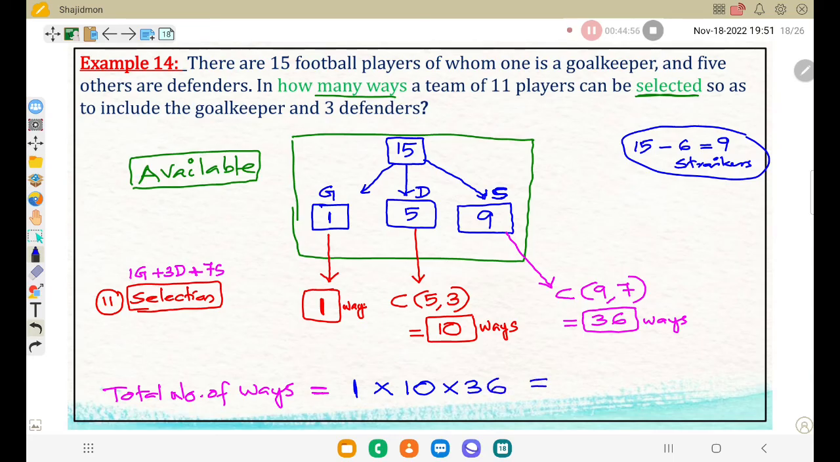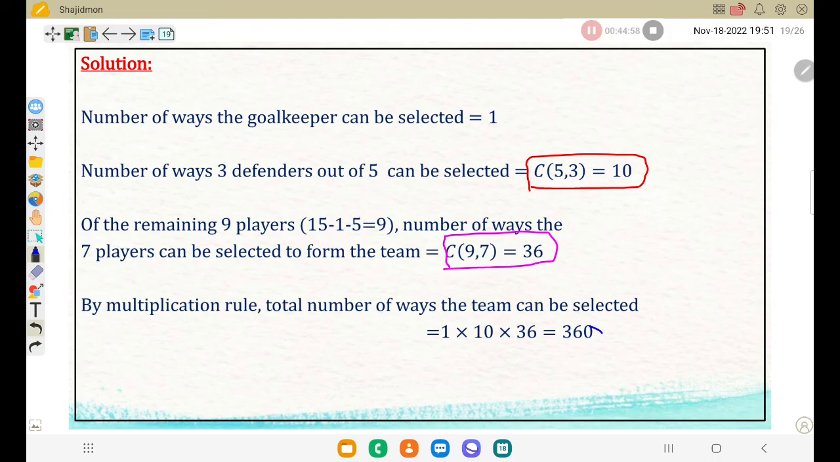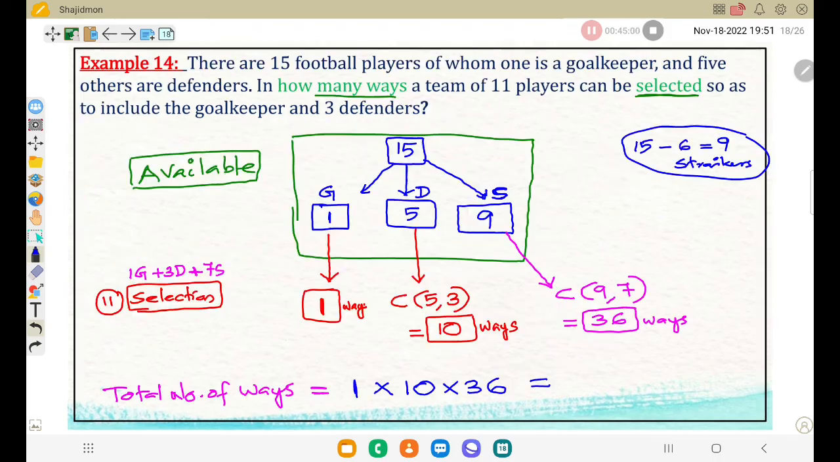So totally 10 multiply 36 multiply 1 means 360 ways we can select. This is the answer. Okay, 360 ways we can select the team, the 11 member team. So you can practice like this.